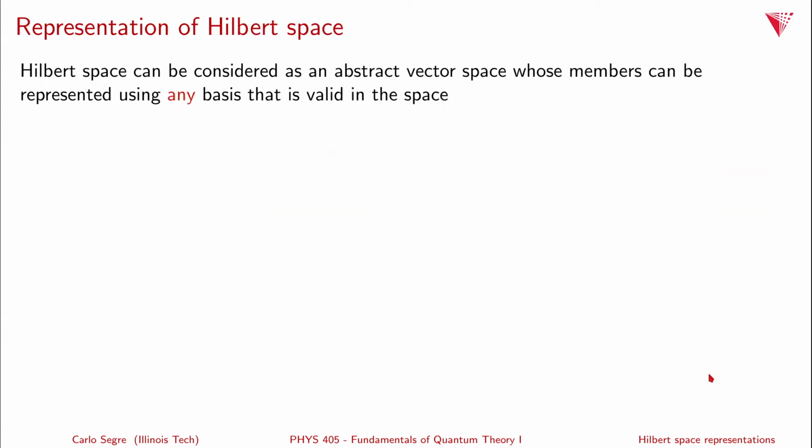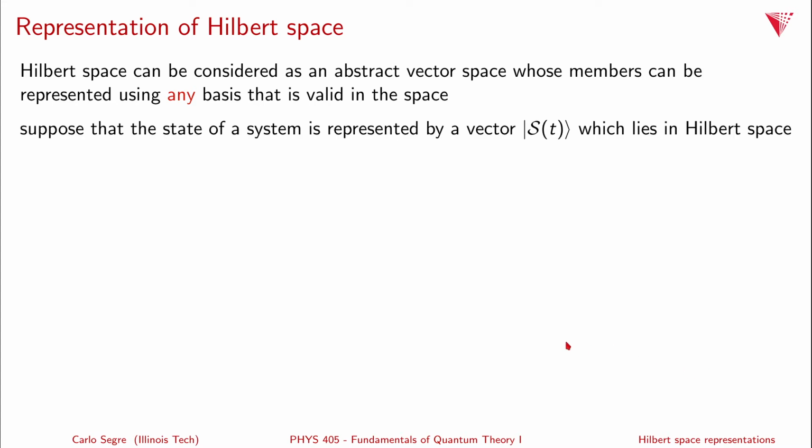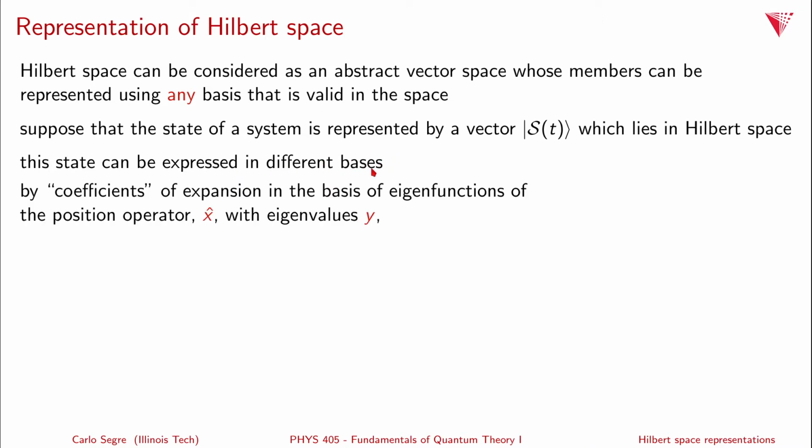Hilbert space can be considered as an abstract vector space, whose members can be represented using any basis that is valid in that space. Suppose you have the state of a system represented by a vector S of t. So that's a state vector for the system. This vector lies in Hilbert space. We can express it in different basis sets, bases.